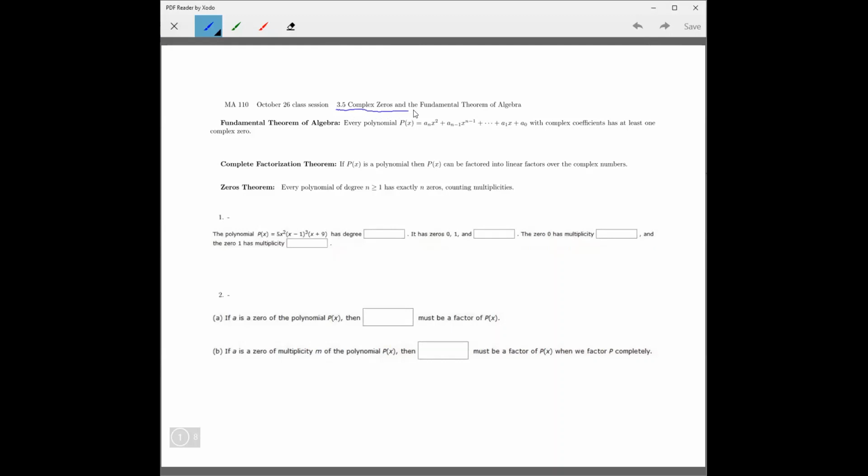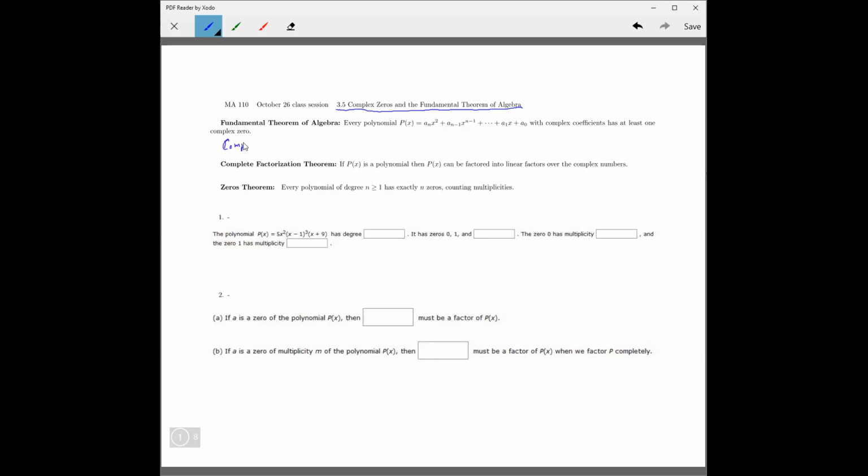3.5, complex zeros and the fundamental theorem of algebra. Okay, so first of all, the fundamental theorem of algebra: every polynomial with complex coefficients has at least one complex zero.